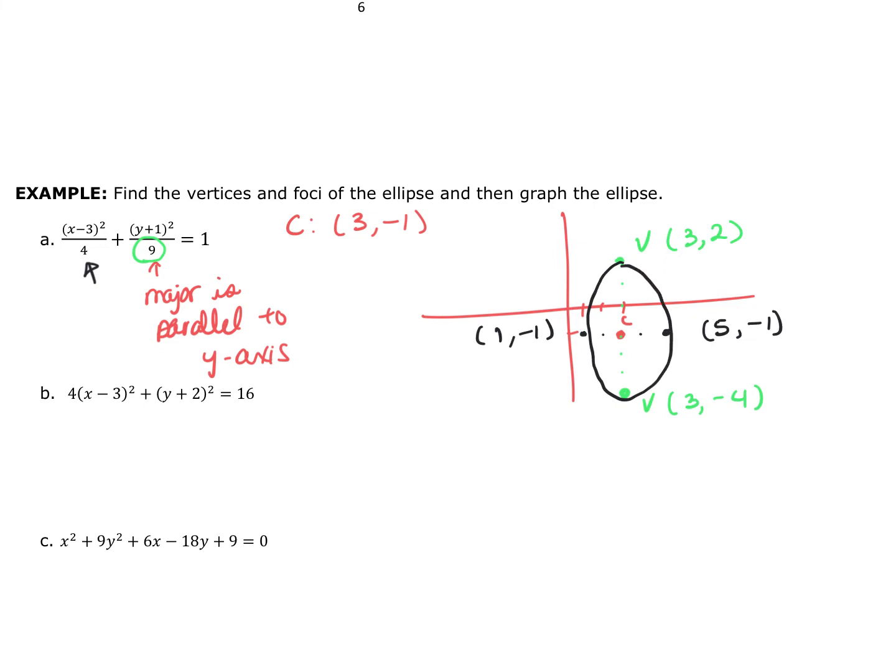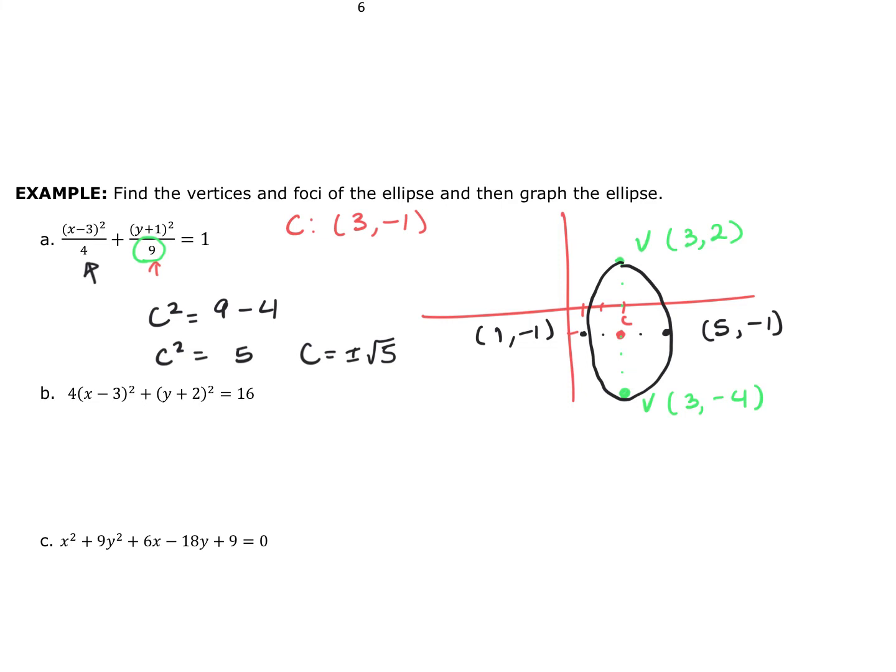I haven't found the foci yet, so I do need to do that. So my foci is pretty straightforward. We know that c squared is equal to my a squared, which is 9, minus my b squared, which is 4. So my c squared is 5. And then that tells me that c is equal to plus or minus the square root of 5.